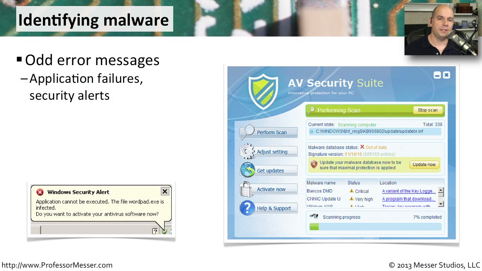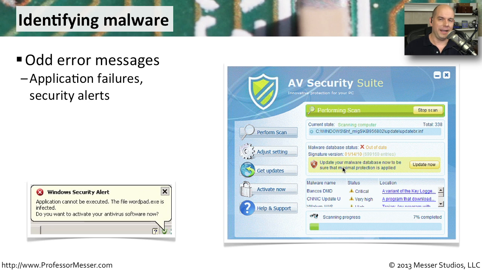If your computer is infected with malware, you may see a number of things happening on your system. One is some odd error messages. You might get application failures. You might get this Windows security alert that an application cannot be executed because WordPad is infected. Do you want to activate your antivirus software now? Sometimes these messages are legitimate and sometimes they're not.